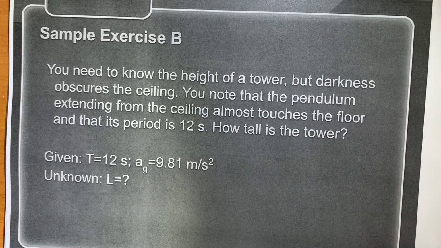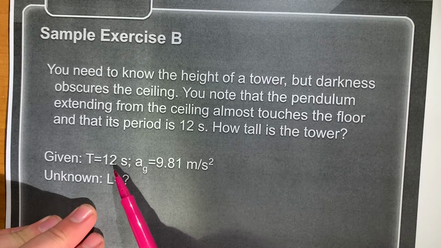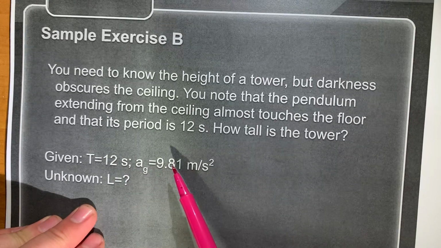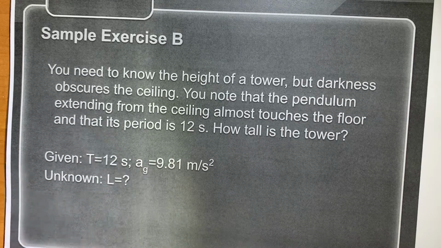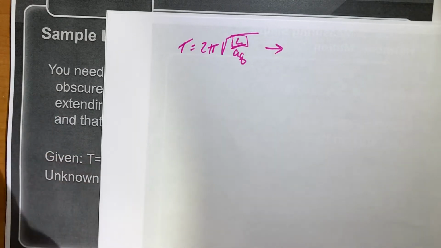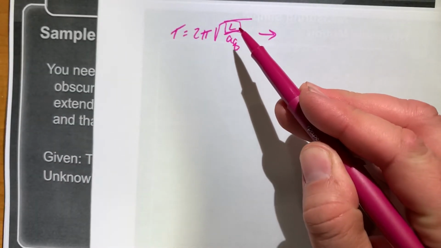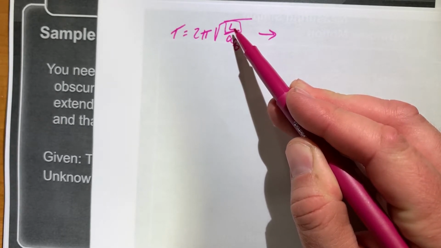So now that you know that, and of course, we're just going to use the general value for acceleration due to gravity, we can figure out the tower. So we know 12 seconds for a period, 9.81 meters per second squared for acceleration due to gravity. We're going to find L. So we have our formula here. We are going to have to rearrange and solve for L.